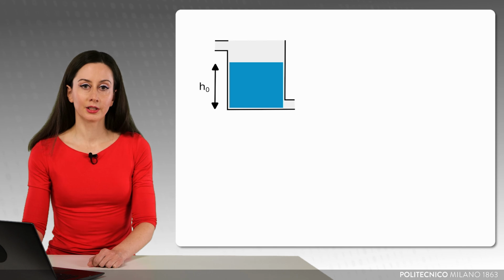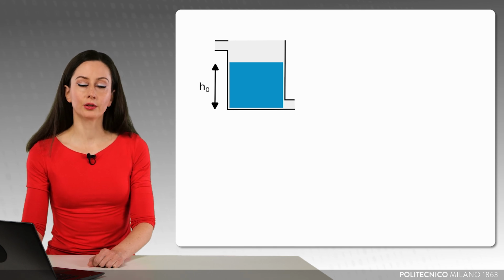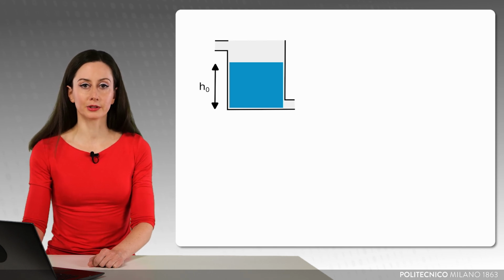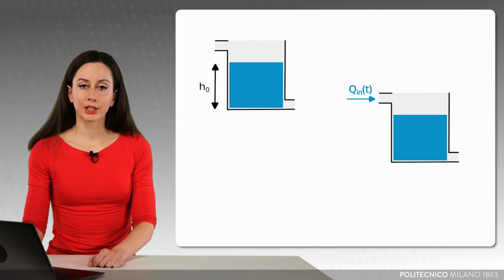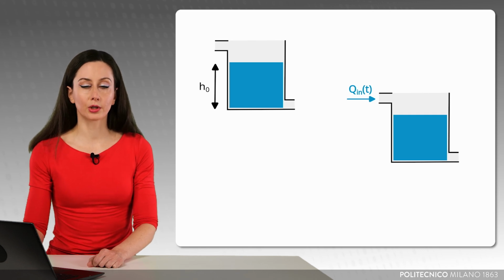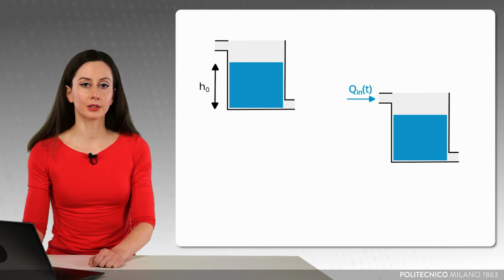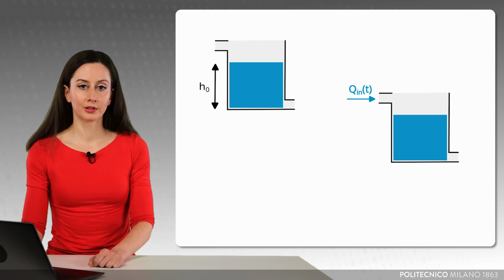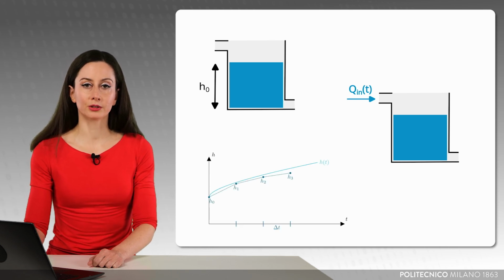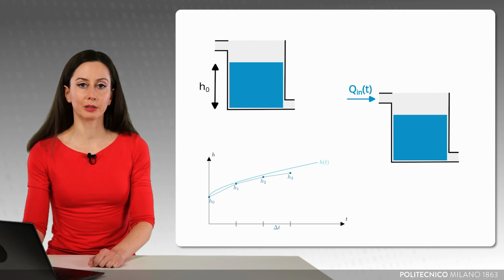Now you can try on your own to change other input parameters, for instance, the initial water level H0, or even try to modify the problem a little bit. How would you change your algorithm and your code if the inflow Qin is no longer constant, but becomes a function of time? And what happens to your simulation if you change the length of the time step delta t?